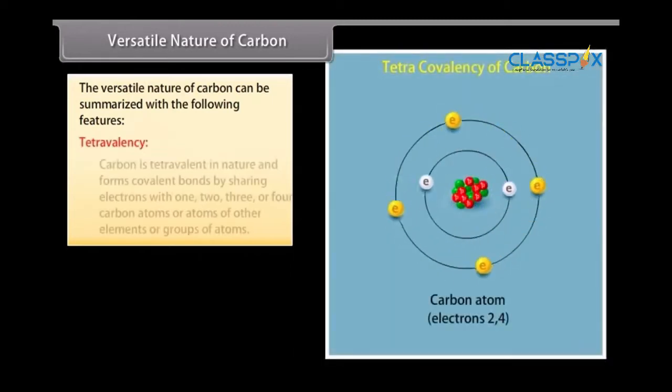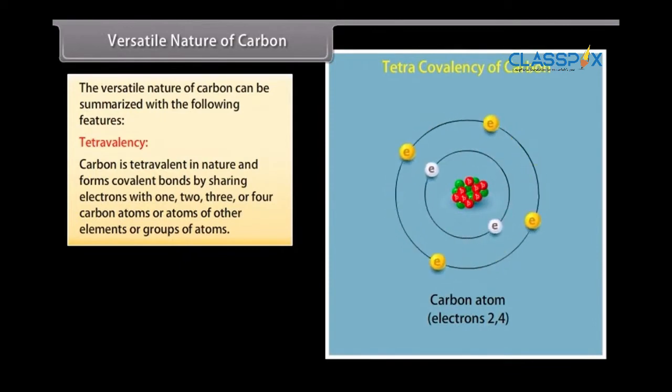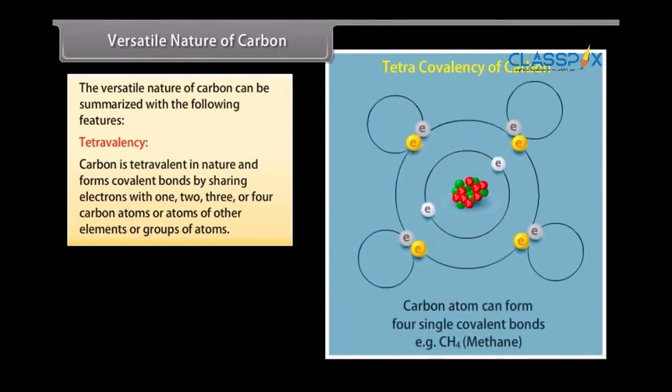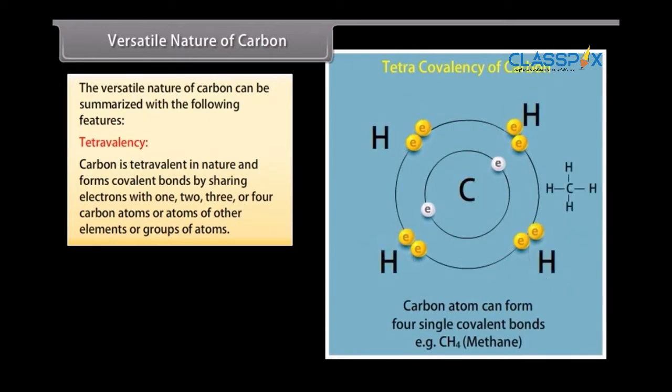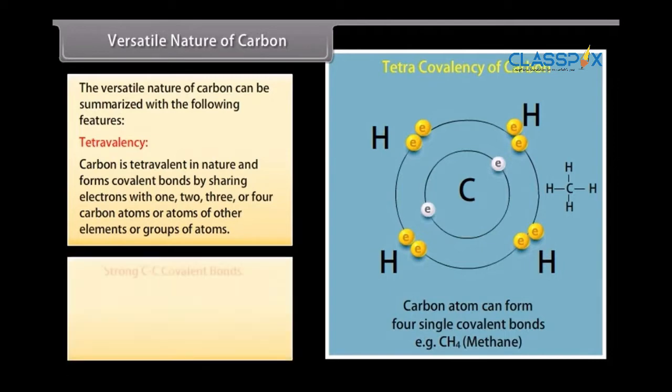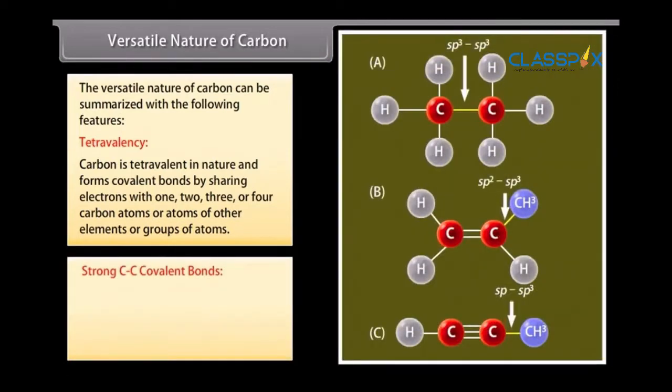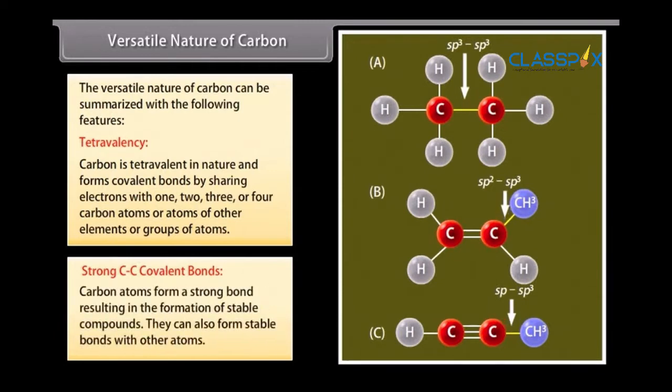Tetravalency. Carbon is tetravalent in nature. It always forms covalent bonds by sharing electrons with 1, 2, 3 or 4 carbon atoms or atoms of other elements or groups of atoms. Strong carbon-carbon covalent bonds. Carbon atoms form a strong bond resulting in the formation of stable compounds. Carbon atoms can also form stable bonds with other atoms.